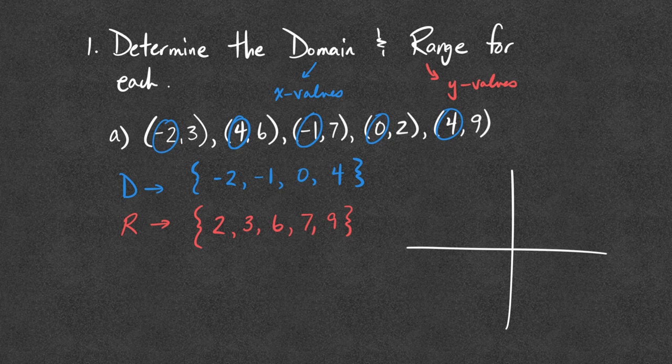I'm not going to spend the time to label them. (-2, 3) would be about there. Actually, let's just say about there. (4, 6). (-1, 7). (0, 2). (4, 9). Let's say that I had those 5 gold points. If you were asked that exact same question and this was on a graph, then you would read the coordinates of those points and list your x values.